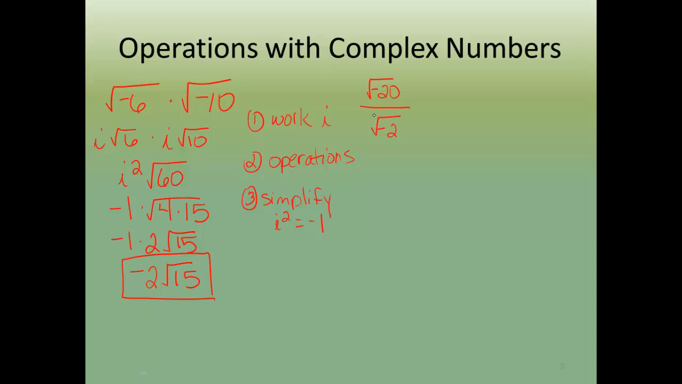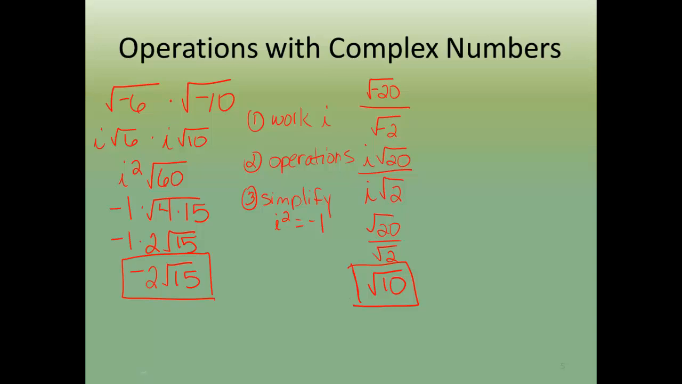This process works for division as well, so the square root of negative 20 over the square root of negative 2. Work with the i first, so this is i square root of 20 over i square root of 2. The operation next is division, so i over i crosses off, and the square root of 20 over the square root of 2 simply becomes the square root of 10, and that's as simple as that one can get.